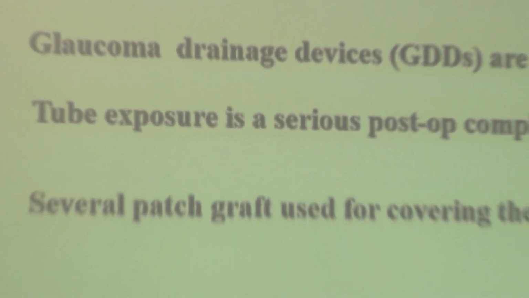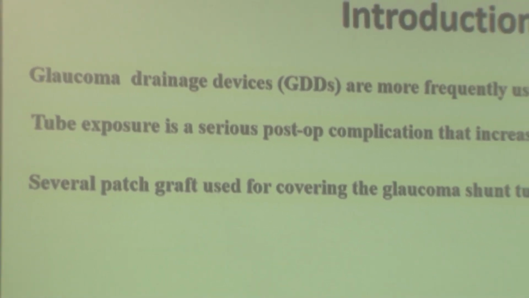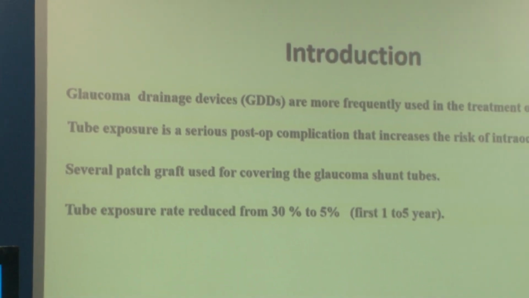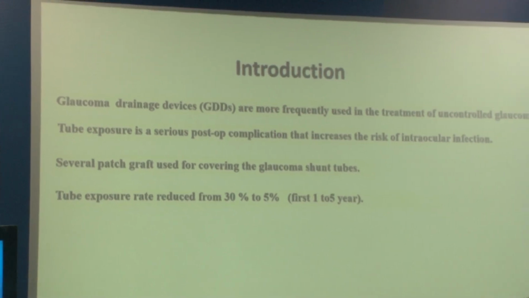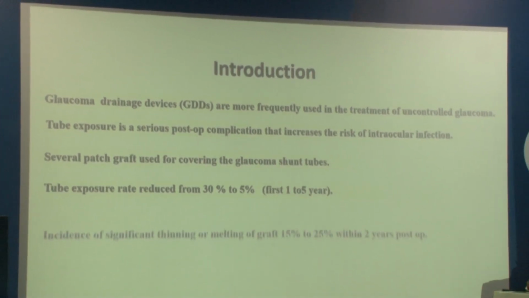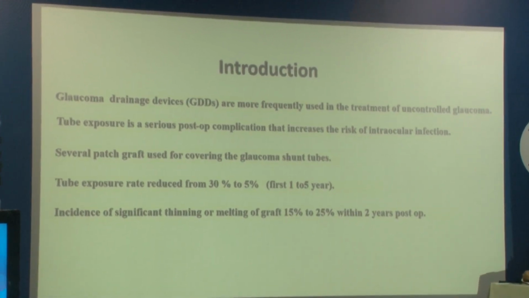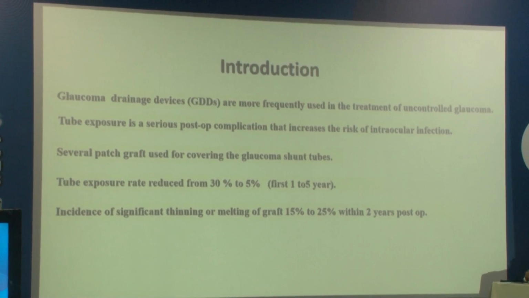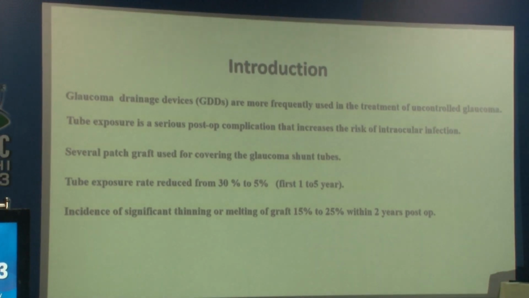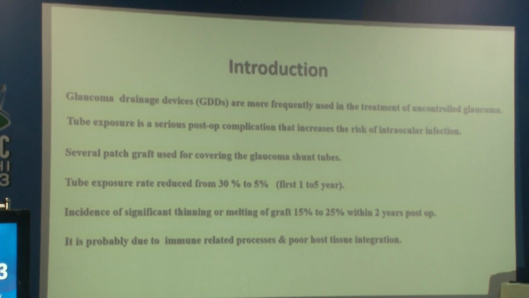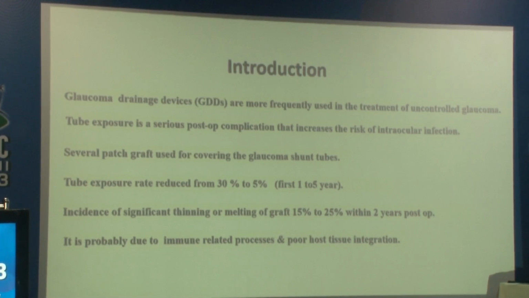Introduction: glaucoma drainage devices are most frequently used in the treatment of uncontrolled glaucoma. Tube exposure is a serious post-op complication that increases the risk of intraocular infection. Several patch grafts are used for covering the glaucoma shunt tubes, and the tube exposure rate reduced from 30 to 5% for the first 1 to 5 years. And the incidence of significant thinning and melting of the graft is 15 to 25% within 2 years post-op, and it is probably due to immune-related process and poor host tissue integration.